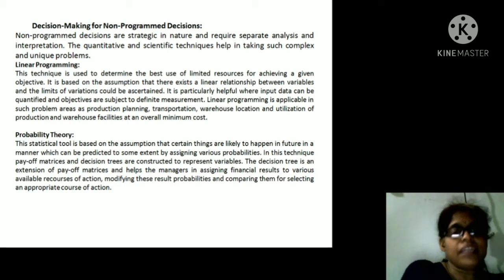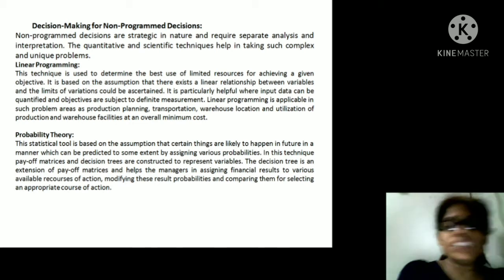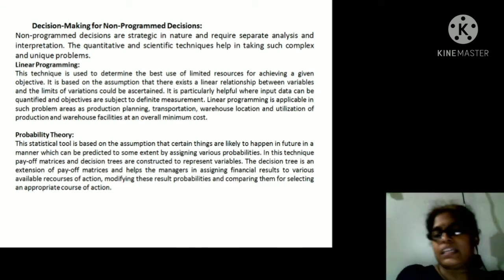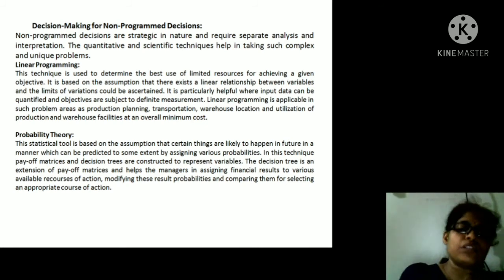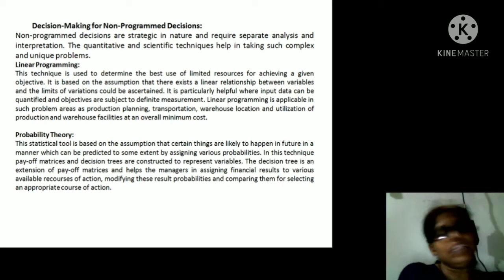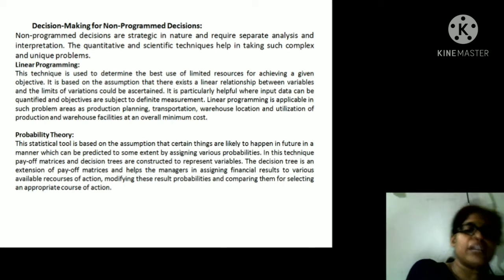In this technique, payoff matrices and decision trees are constructed to represent variables. The decision tree is an extension of payoff matrices and helps managers in assigning financial results to various available courses of action. So this is one of the theories implemented by the manager. It is a statistical tool based on the assumption of what has happened in the business, in the enterprise, because the managers know what problems they have faced.